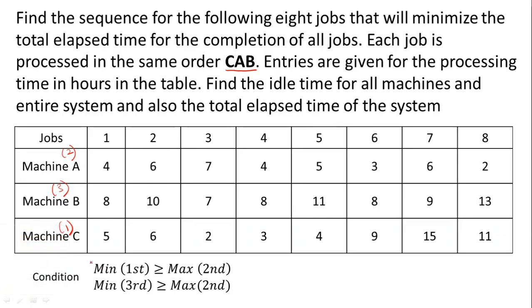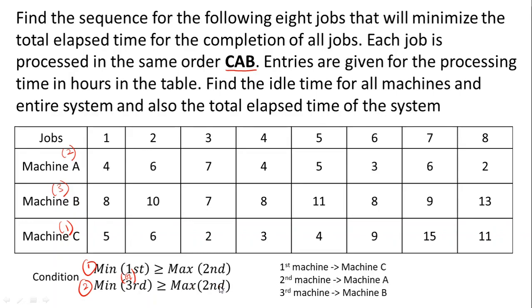Either the first condition: the minimum of the first mission, which here is mission C, should be greater than or equal to the maximum of the second mission, which is mission A. Or the second condition. It's not 'and', it's either the first one or the second one: the minimum of the third mission, which is mission B, should be greater than or equal to the maximum of the second mission. The first mission is mission C, the second is mission A, and the third is mission B.